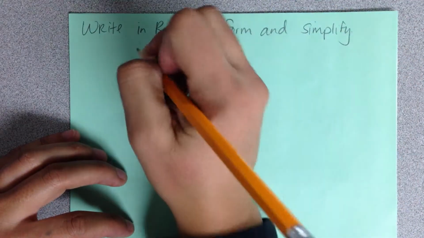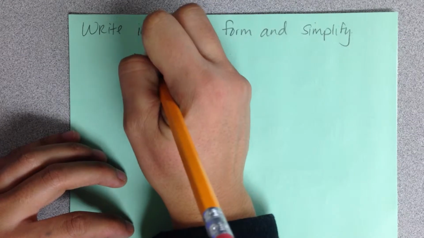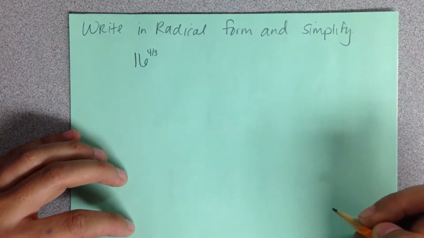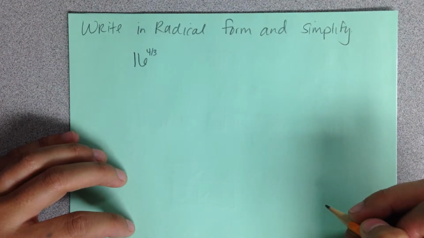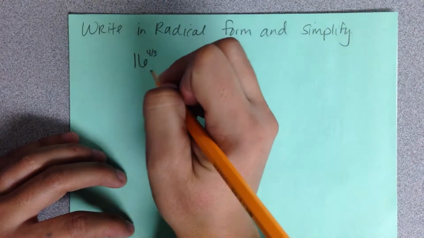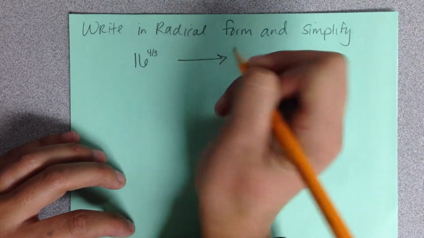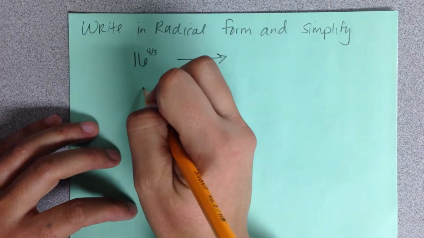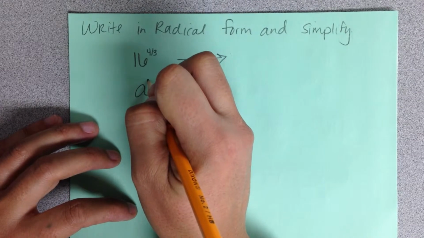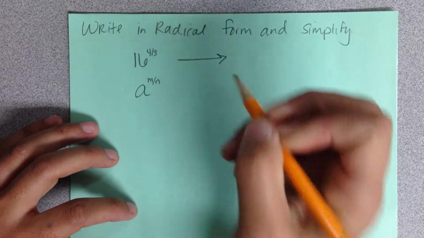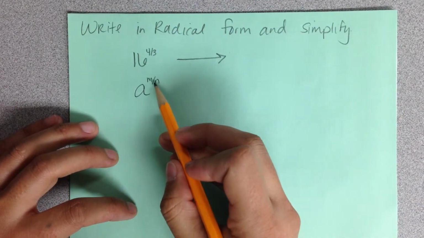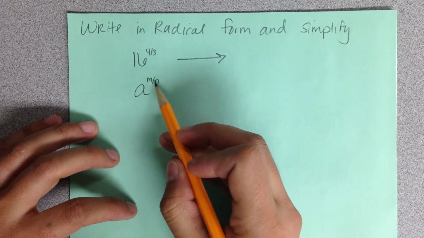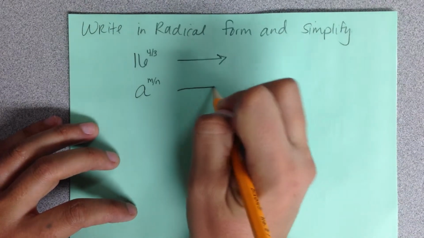So say you have a problem such as 16 to the 4/3 power. So 16 is your base, 4/3 is your exponent. So we're going to change that first to radical form because right now it's in exponential form. Remember, when you have something in exponential form, you have a base and a power. When the power or the exponent is a fraction, you can change that to a radical.